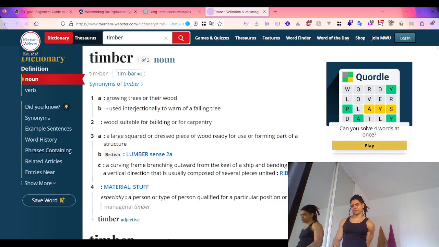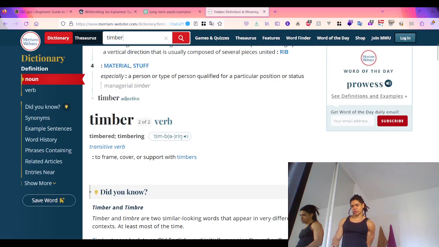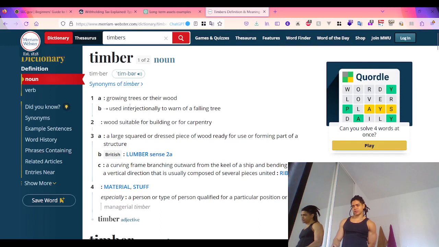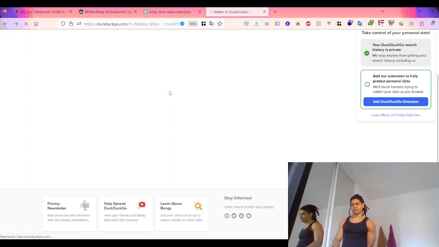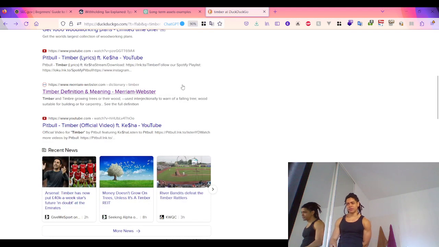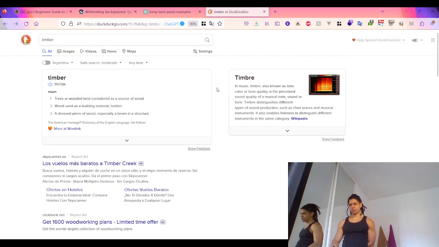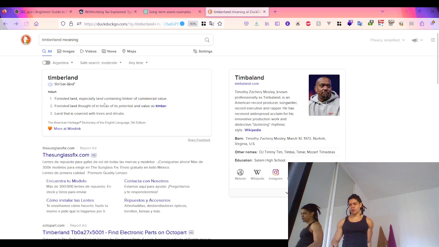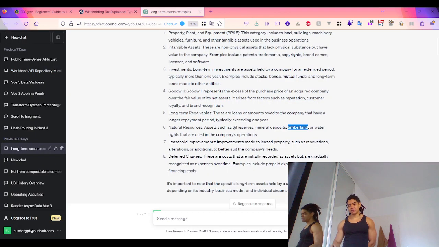Merriam-Webster. Oh, okay, yeah, I get it. Timber: growing trees or their wood, to frame, cover, or support with timbers. Wood suitable for building or for carpentry. Yeah, this is British. Holy, oh my god, so timberland means forested land that can be used for timber? Oh my god. Okay. Timberland, forested land. But this is very, very British.